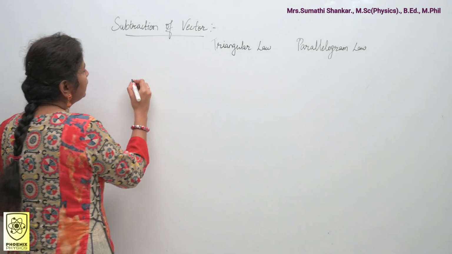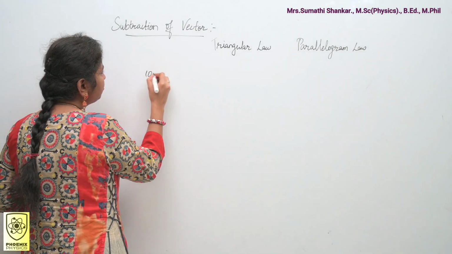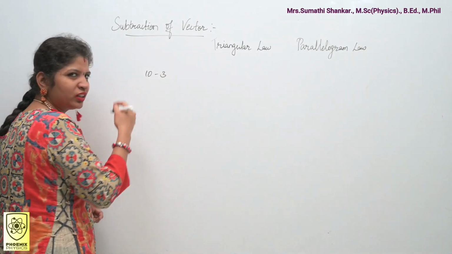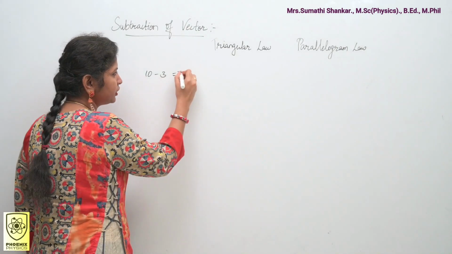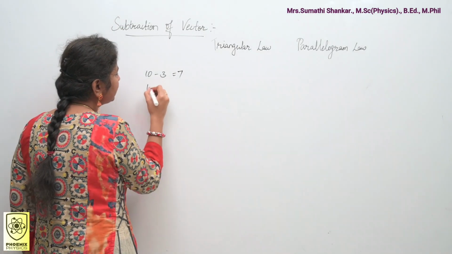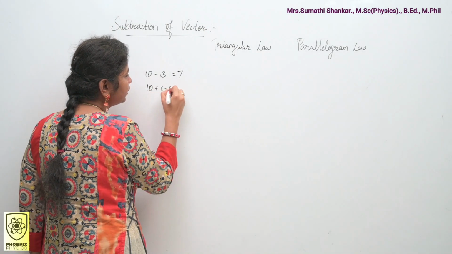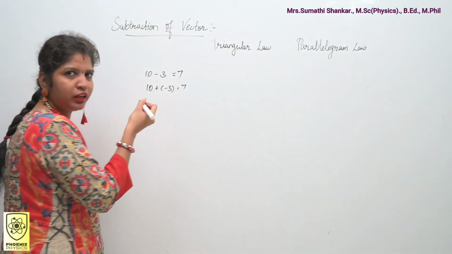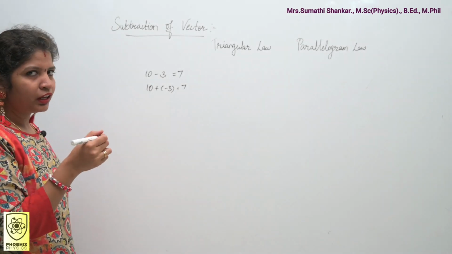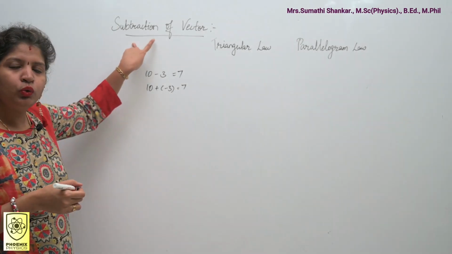For example, 10 minus 3. So what is 10 minus 3? Simply 7, right? So now tell me 10 plus minus 3. The answer will be the same, 7 only. Here, how do you subtract two vectors?